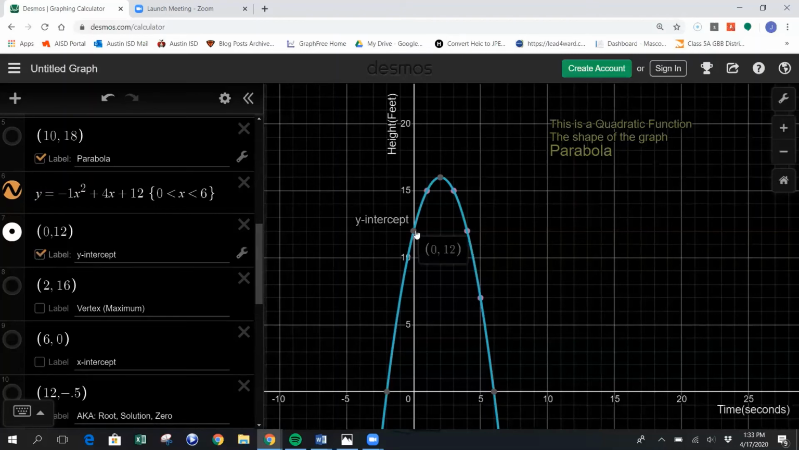Okay, it's this point right here. It's where the quadratic function crosses the y-axis. That's the first vocab word, and it's not really new.